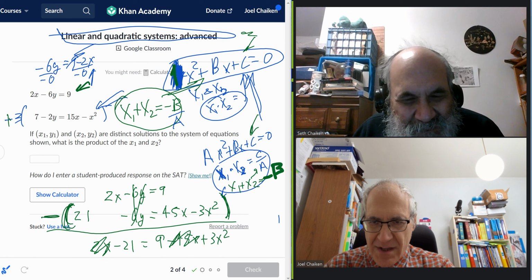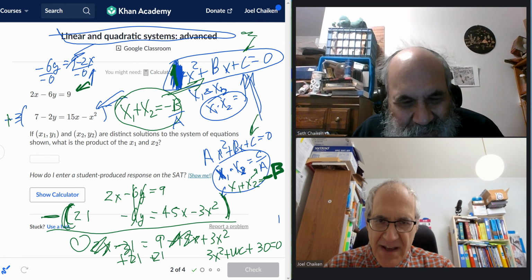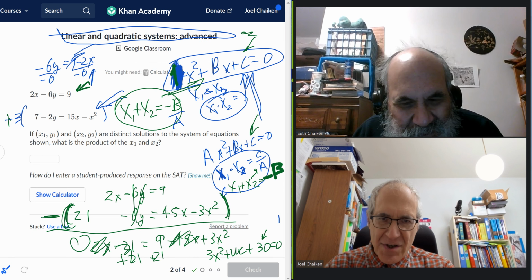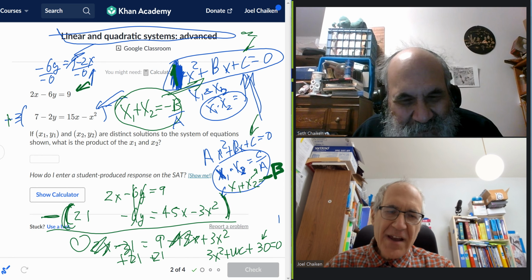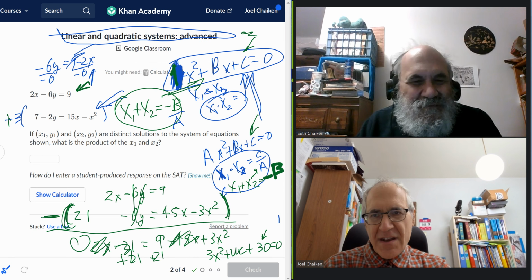Oh, what is this little thing? You add 21 to both sides. That's just 3x squared plus who cares, plus 30 equals 0. You move this out, equals 0. And now, yes, it turns out that the constant term is 30 divided by 3, which is 10. So it looks like we got the same answer doing it again.